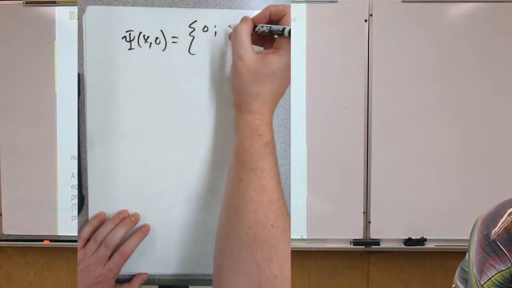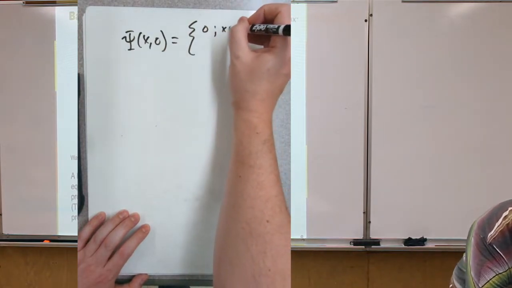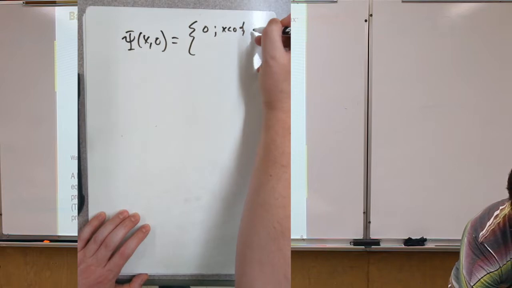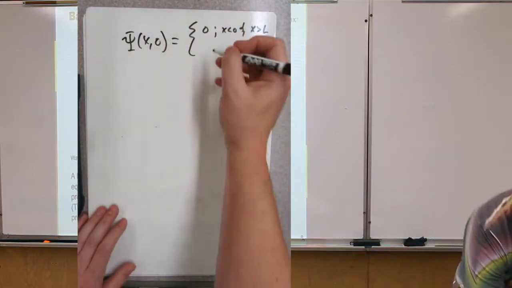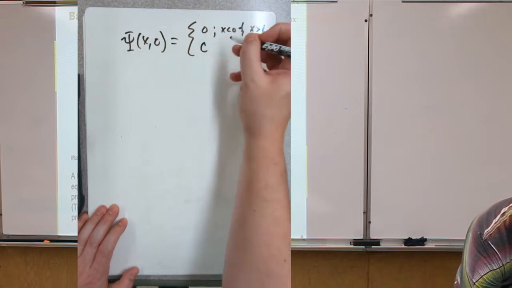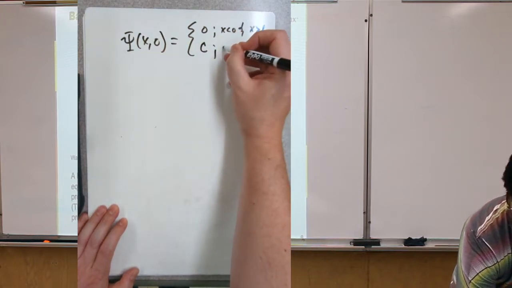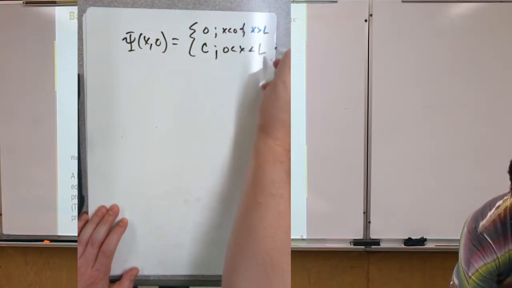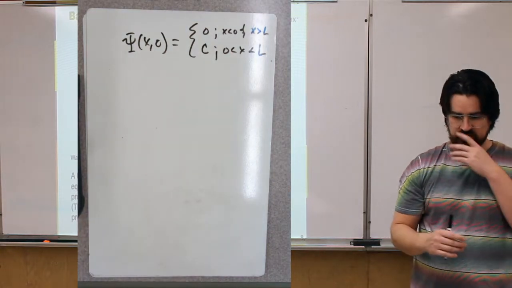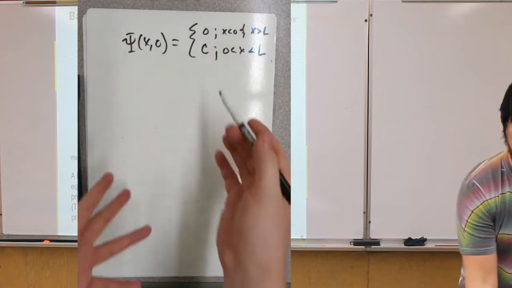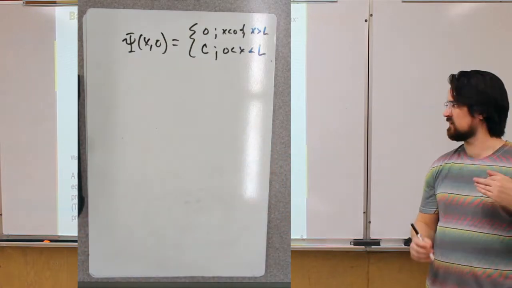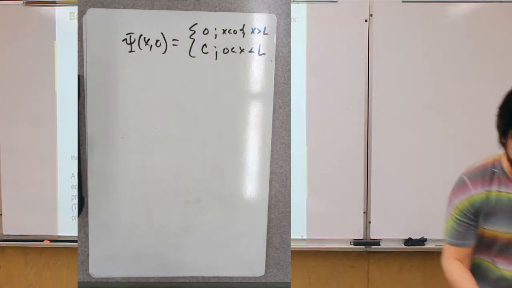It's 0 outside of the tube, and we're just going to say c, some constant value, inside of the tube, between 0 and L. So we can figure out what that constant needs to be because we have our normalization condition.